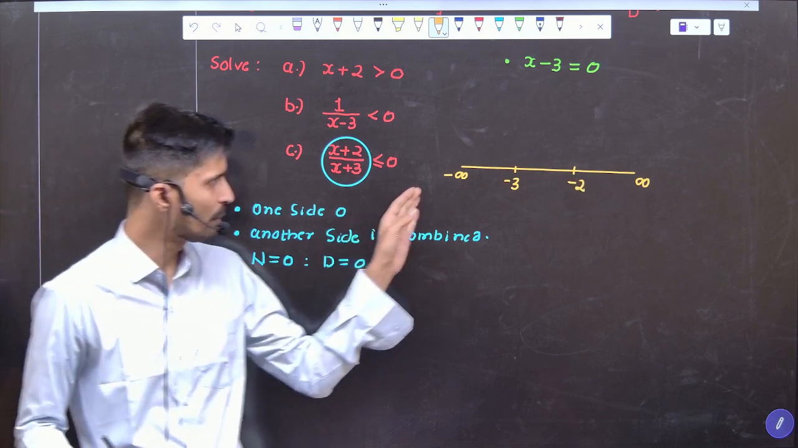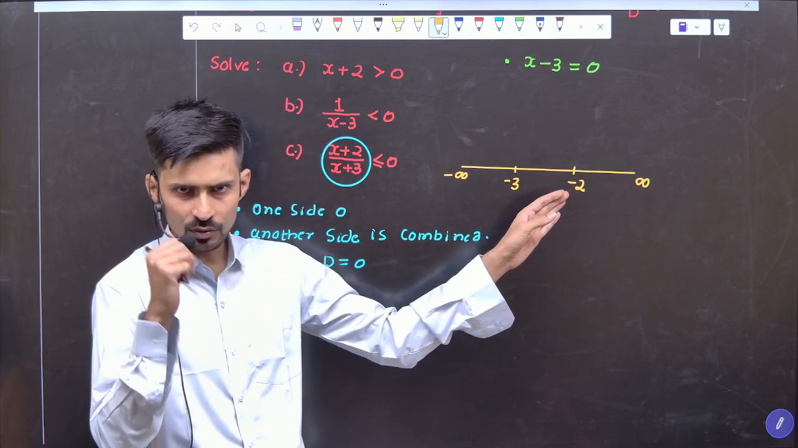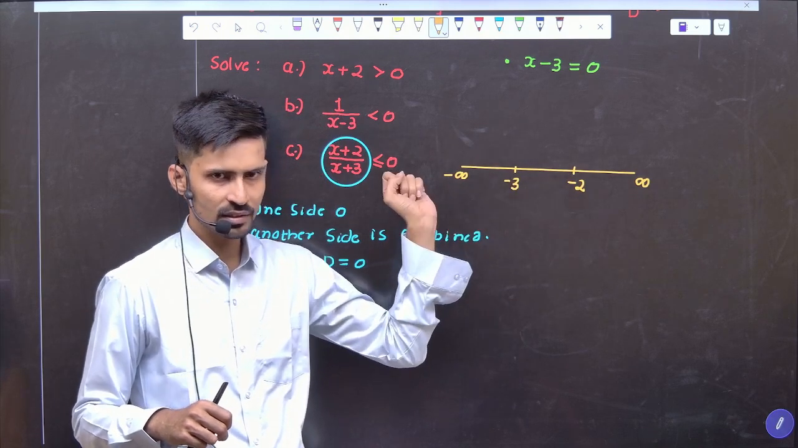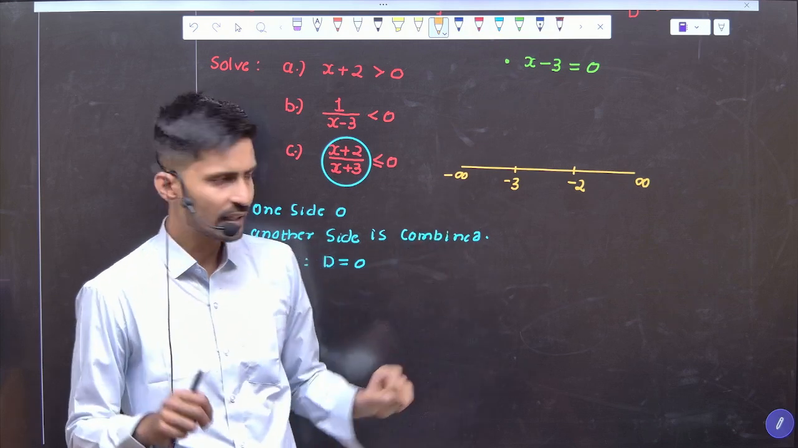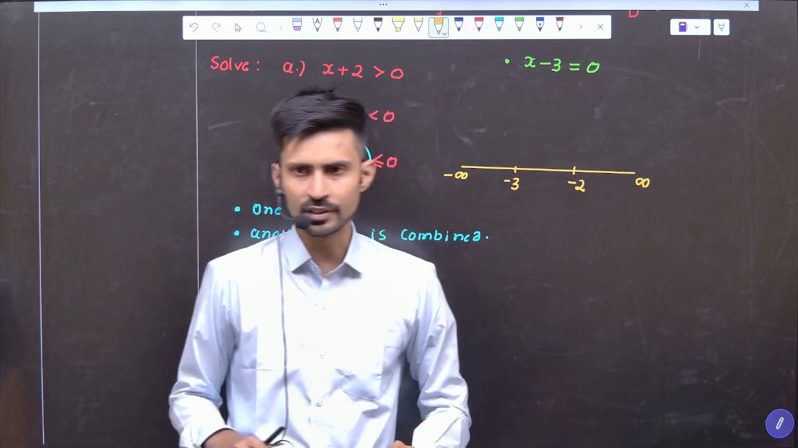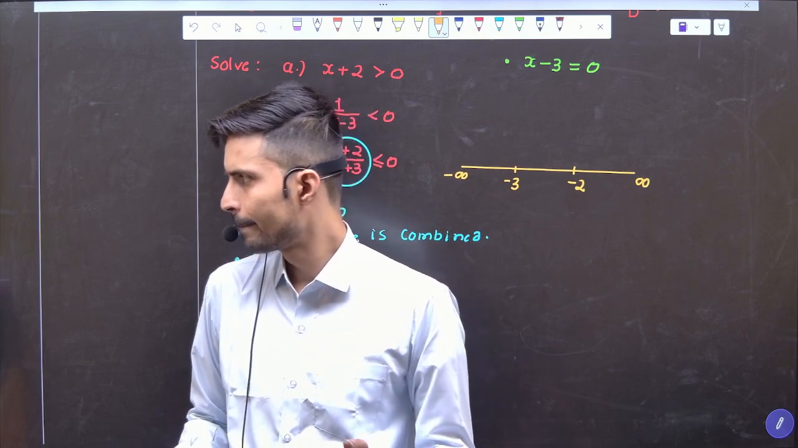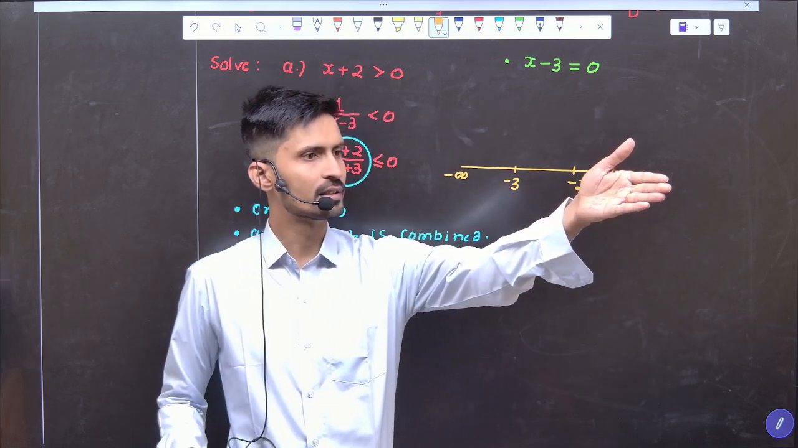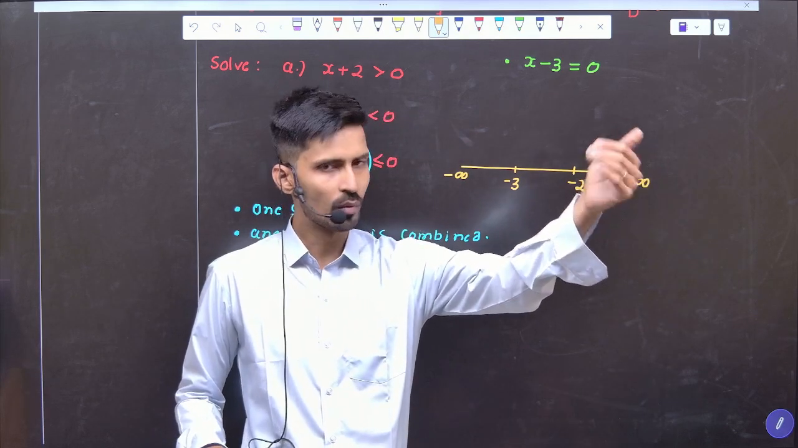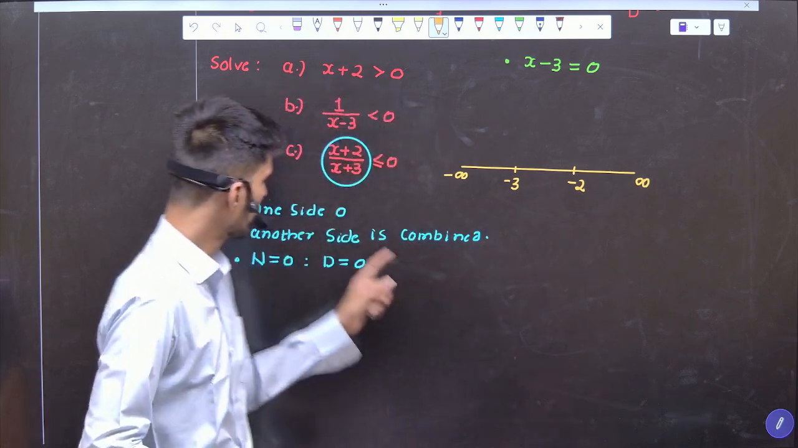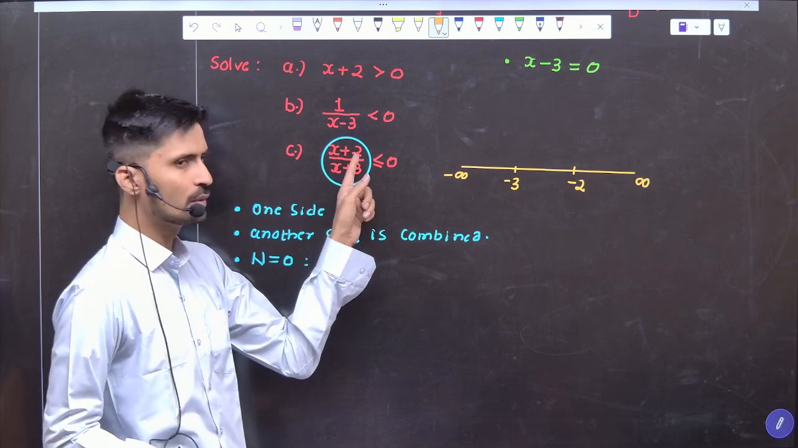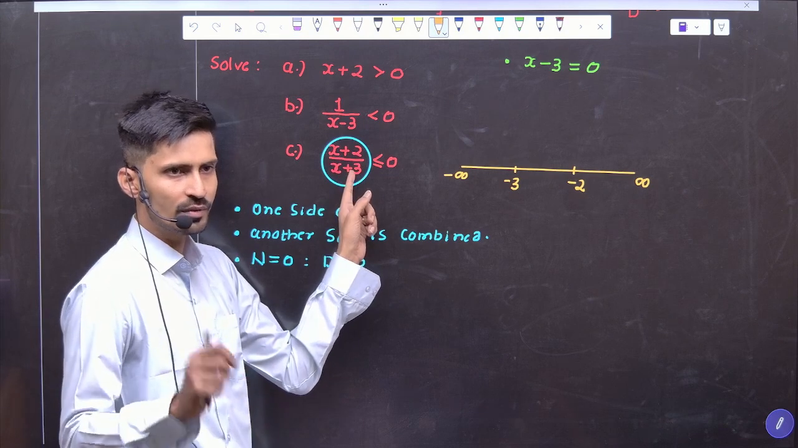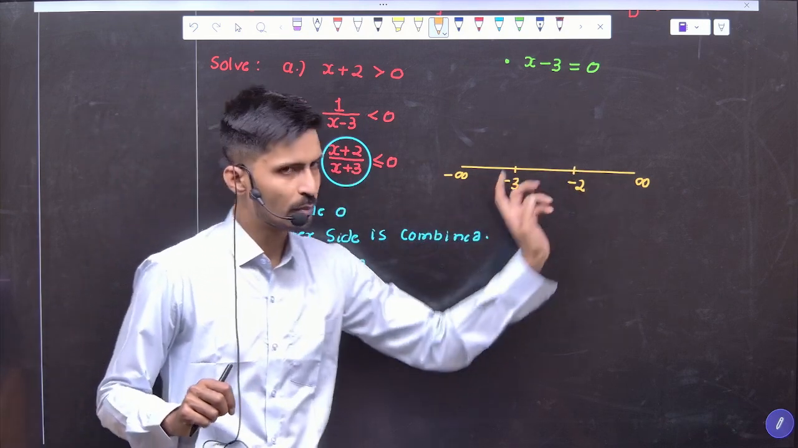Now you can see our number line is divided into three regions. One region this, one region this, and one region this. Now take any one number between minus 2 to infinity. Tell me any number. You say. 1. Put 1 in this. Tell me 1 plus 2, 1 plus 3. 3 by 4. Positive or negative? So put the positive sign.